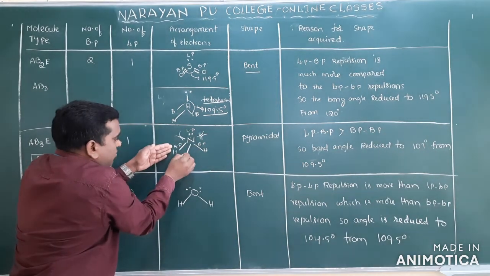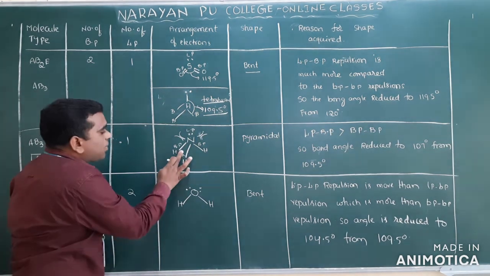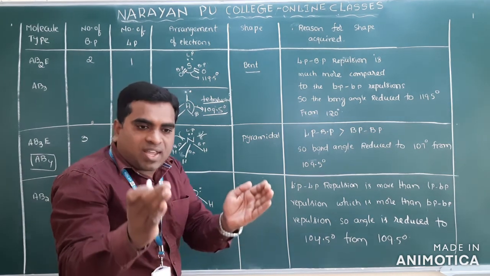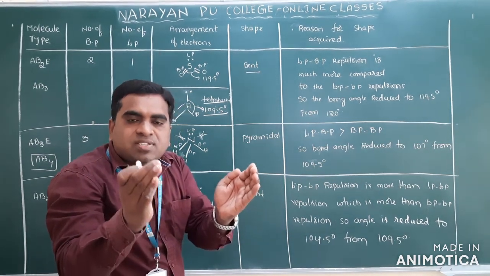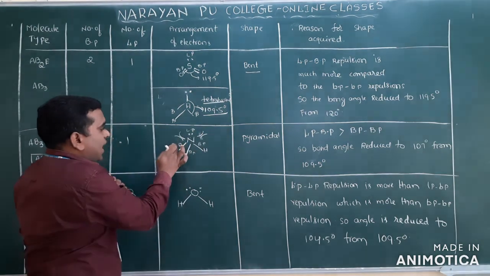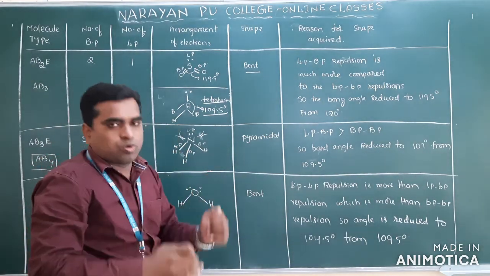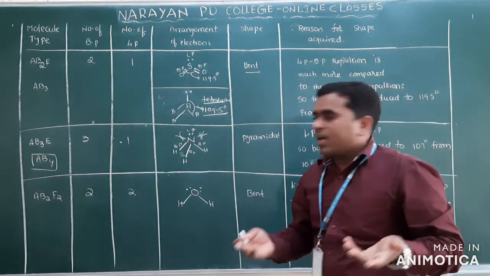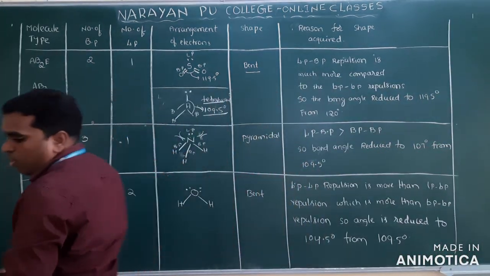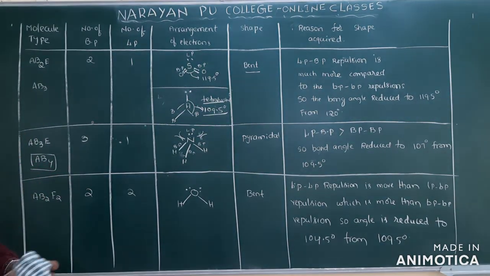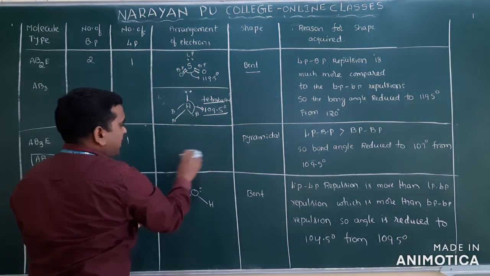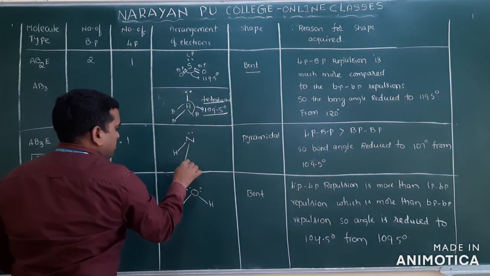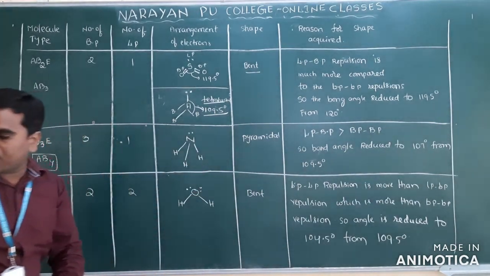will come close to each other. Why do they come close to each other? Because bond pair repulsions are somewhat less. So when they come close, they experience less repulsion compared to the lone pair and bond pair. When they come close, automatically what will happen? The bond angle decreases. So that molecule will have a different shape compared to the tetrahedral, and that shape is pyramidal. What is the shape of that molecule here? Pyramidal shape.